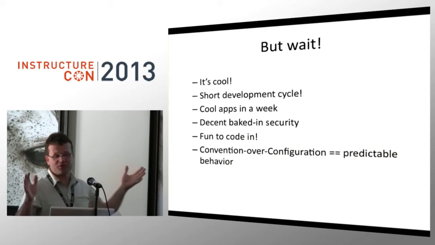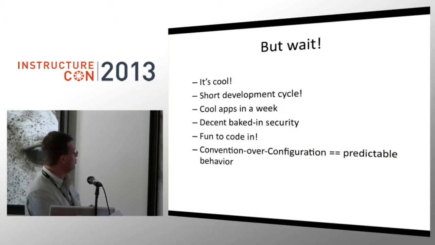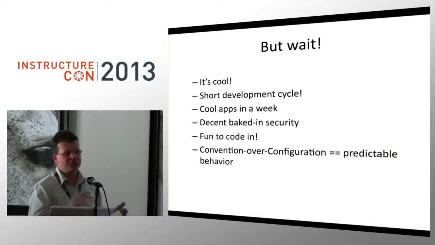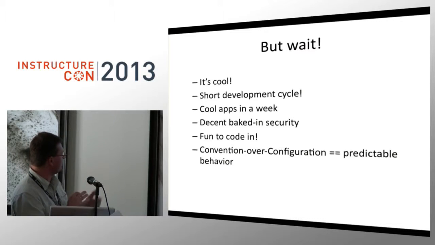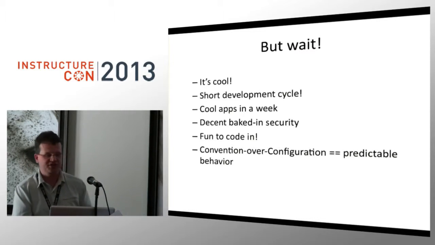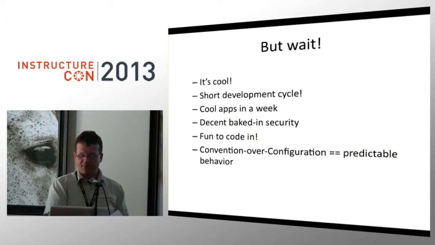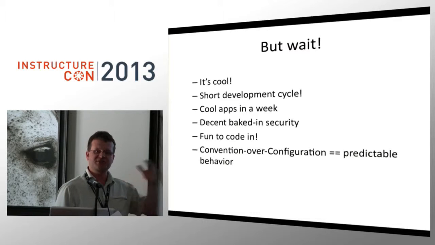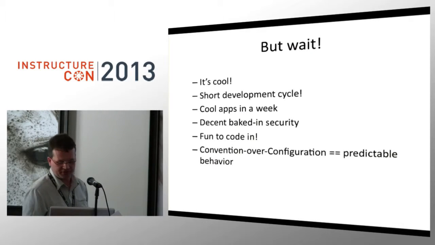But why would you want to do this? Well, Ruby on Rails is a cool language to work in. It's got a short development cycle. You can produce cool apps in a week. It's got decent built-in security. It's fun to code in. And this convention over configuration, this do it our way, means you've got predictable behavior. You just have to understand that behavior because you're not going to see it in the code. It's going to happen in the background.